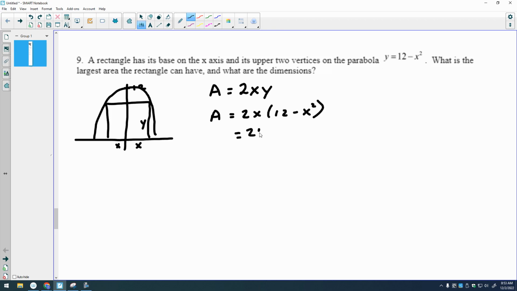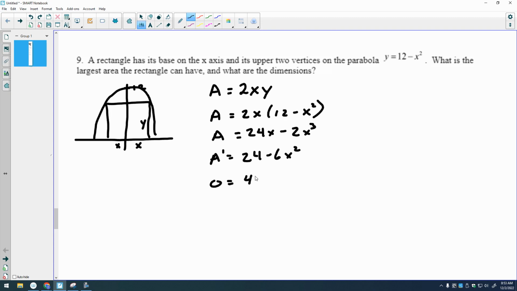I get 24x minus 2x cubed. And I'm still looking at A. Have not taken the derivative yet. Okay. All right. Next step. Let's take the derivative. So we get A prime equals 24 minus 6x squared. Set that thing equal to 0 to find my critical values.